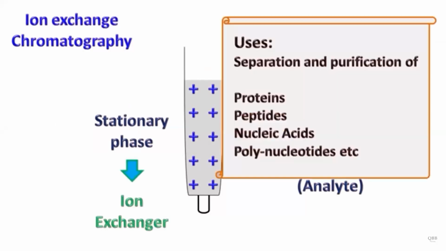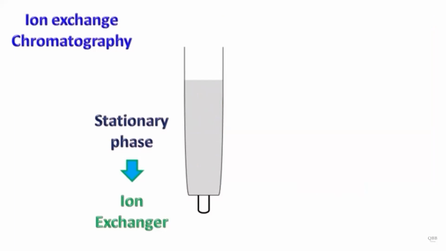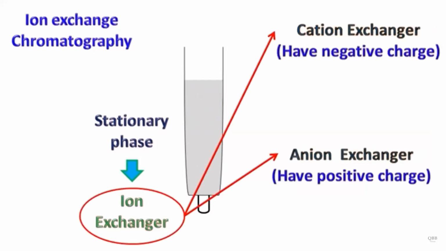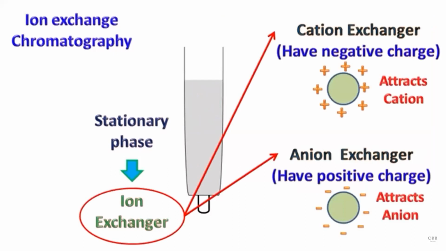The ion exchange chromatography is widely used for the separation and purification of proteins, peptides, nucleic acids, polynucleotides, etc. The ion exchanger can be of two types, cation exchanger and the anion exchanger. Cation exchanger has a negative charge and attracts positively charged cation, while anion exchanger is positively charged and attracts negatively charged anion.